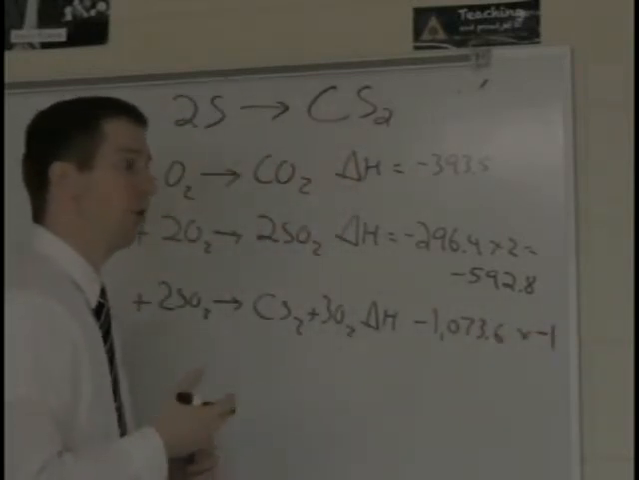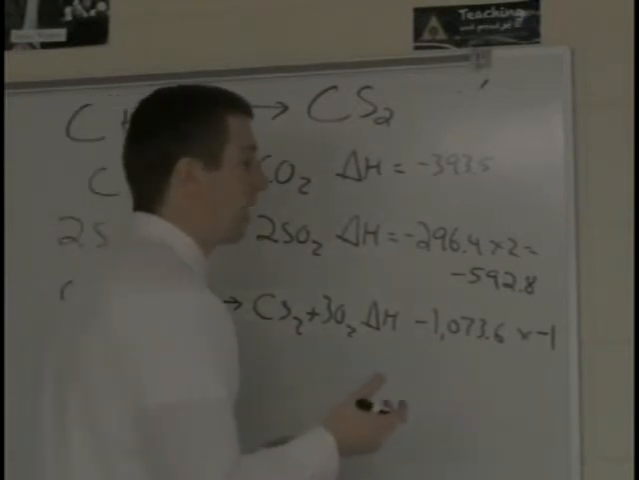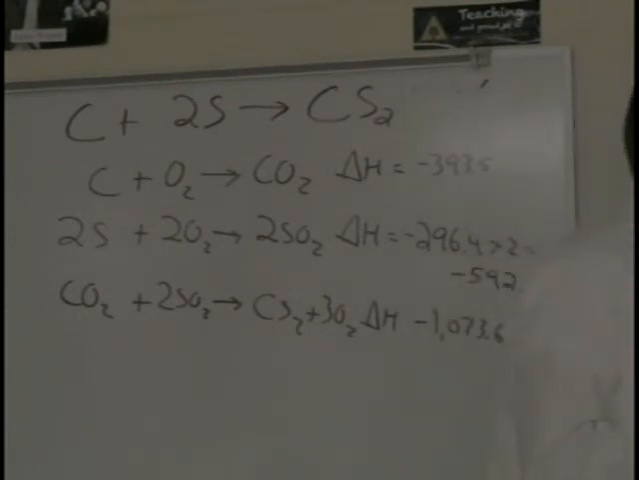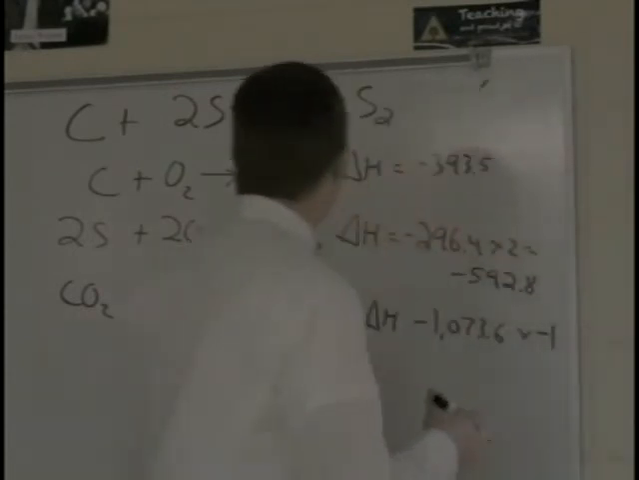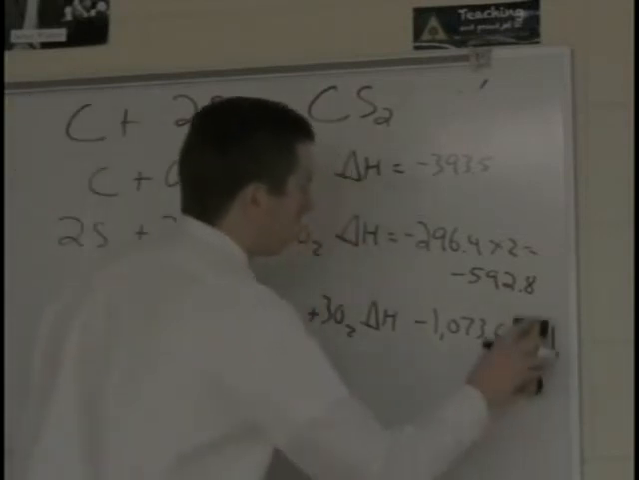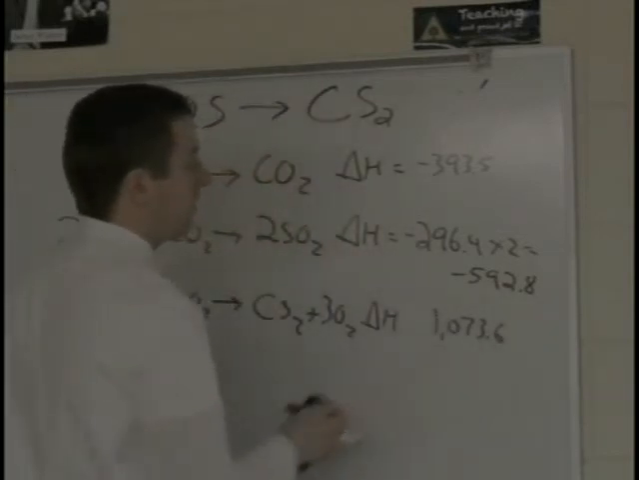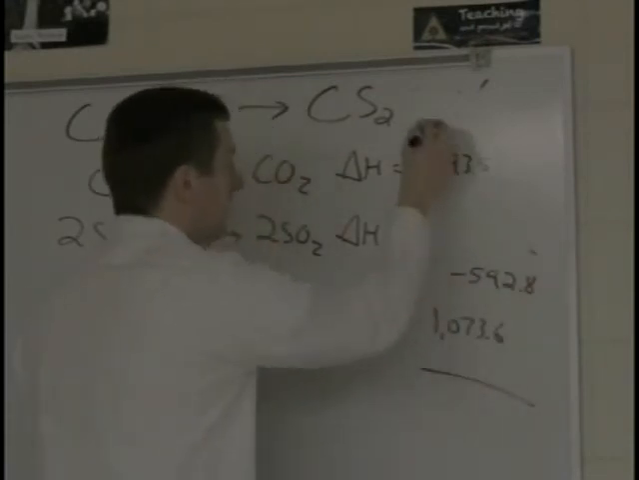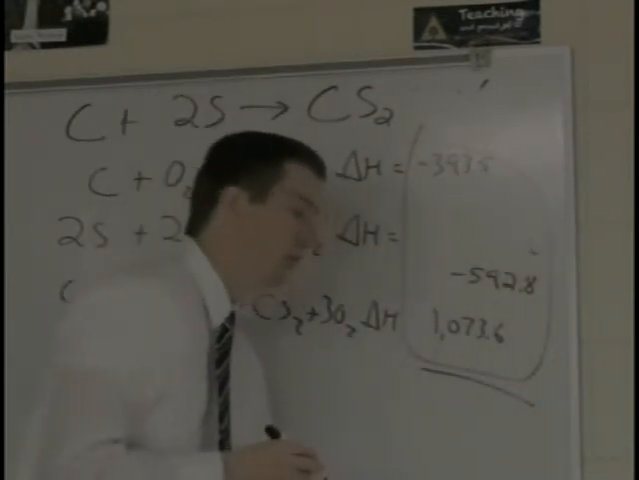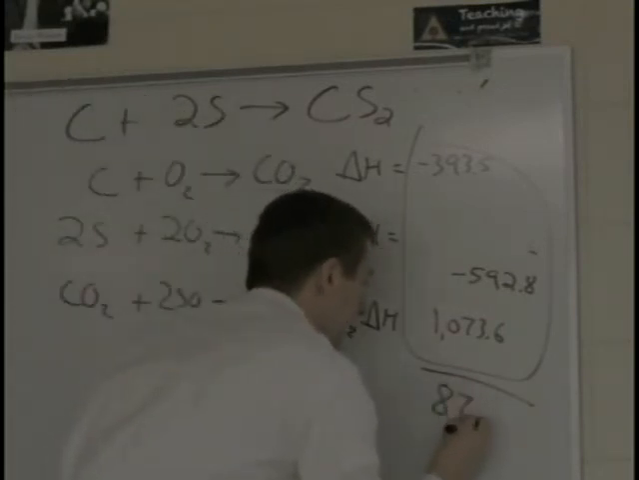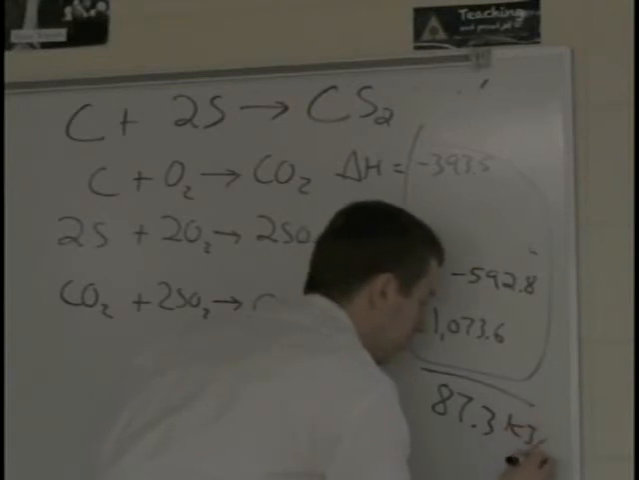The reason why I'm multiplying by negative 1 is I'm showing the reverse reaction. Over here it's showing this as a reactant creating this, giving off energy. The reverse reaction that I have shown would do the exact opposite. So in other words, it's just going to be 1073. If I add these three values up, it will tell me the delta H of the reaction, which in this case would be 87.3 kilojoules per mole.